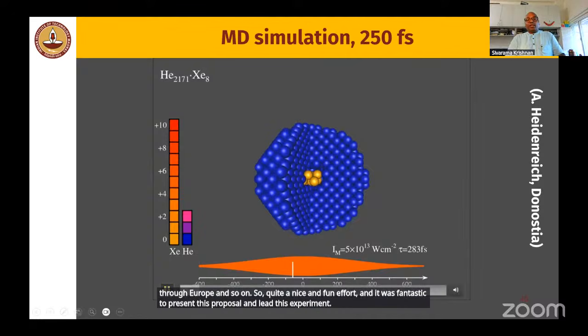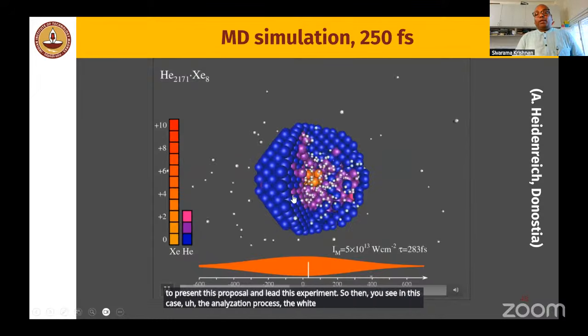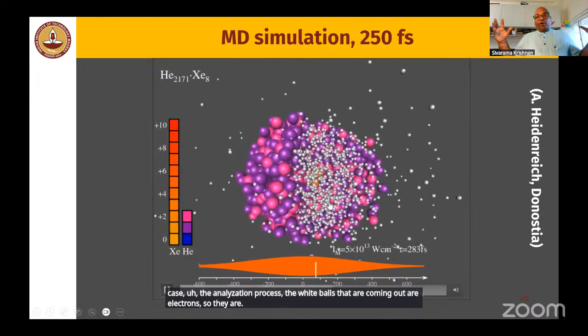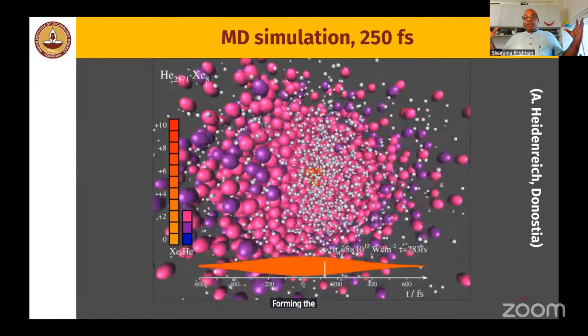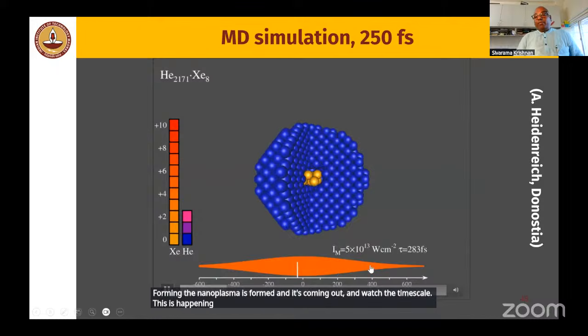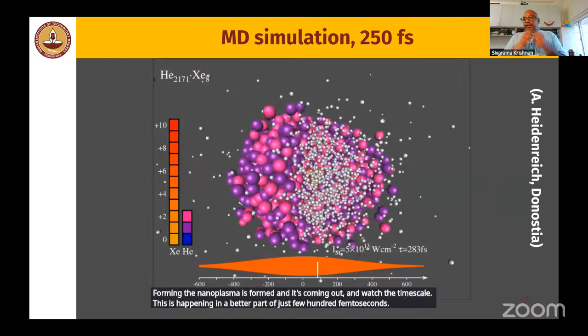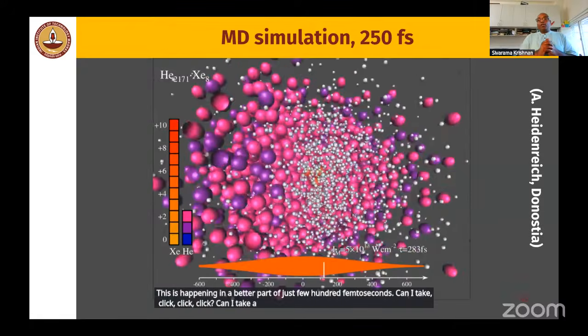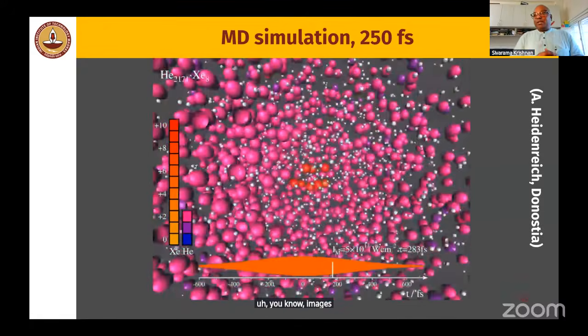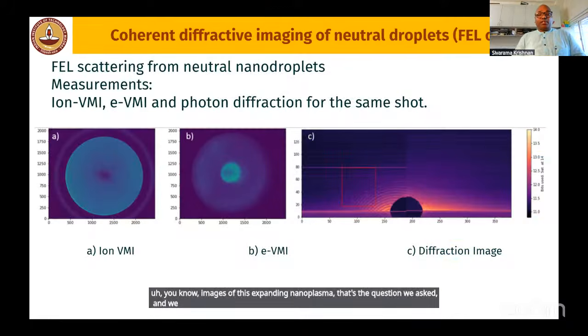So then you see in this case the ionization process, the white balls that are coming out are electrons. The nanoplasma is formed and it's coming out. And watch the time scale. This is happening in just a few hundred femtoseconds. Can I take a series of images of this expanding nanoplasma? That's the question we asked, and we could, with some amount of success.